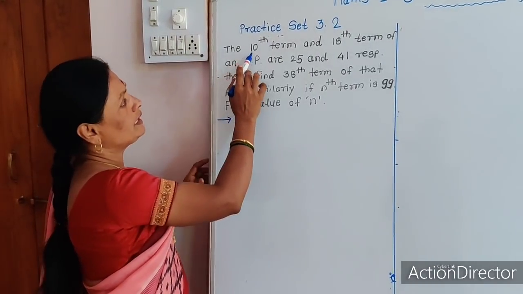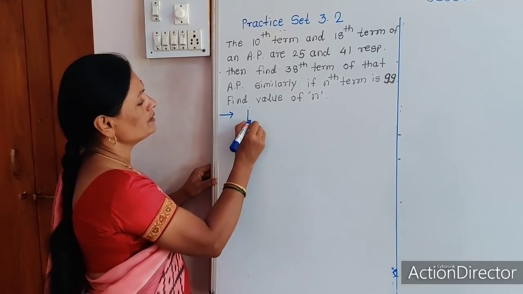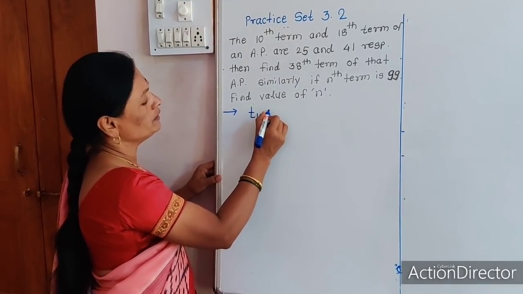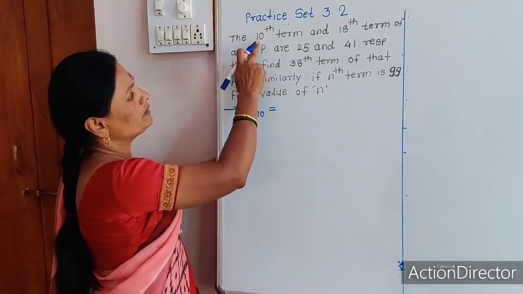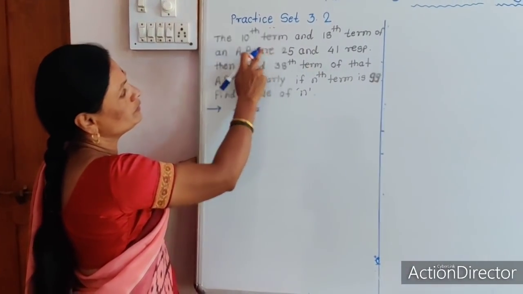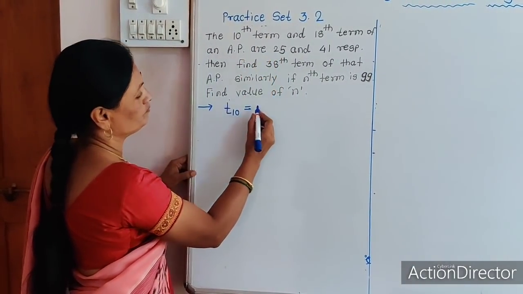We are given the 10th term. 10th term means T10 is given. What is the value of T10? T10 is equal to 25.